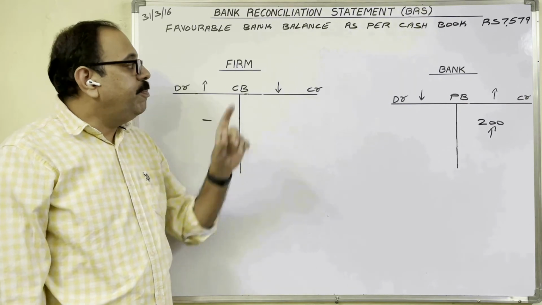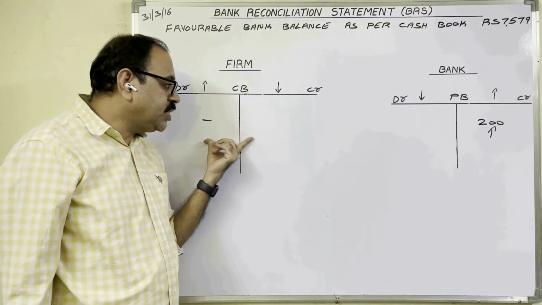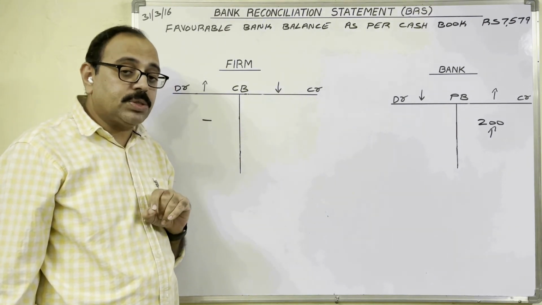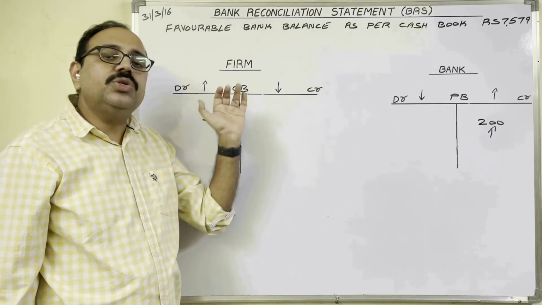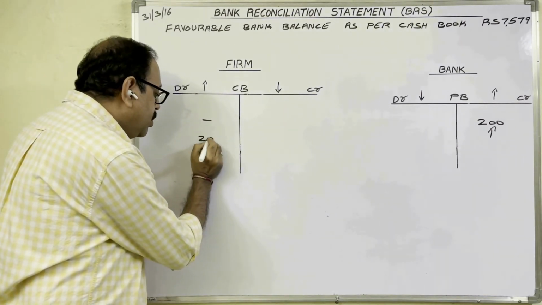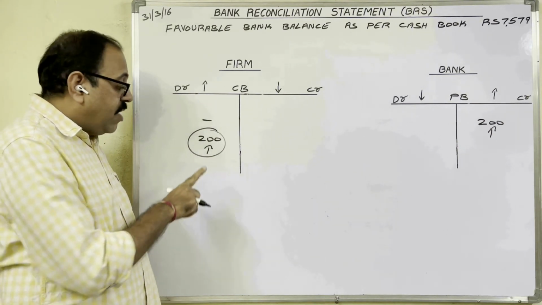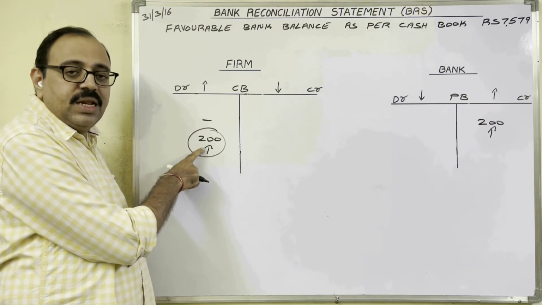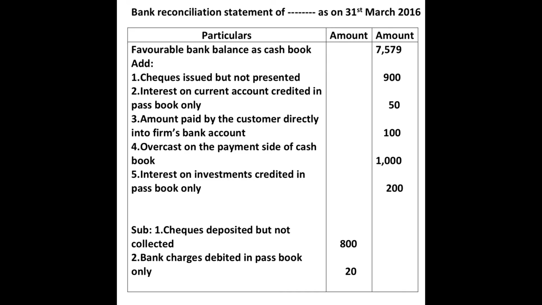Now what to do? Bank balance as per cash book is given in the question. Rule is adjust cash book as per passbook. As per passbook, bank balance is increased by 200. In cash book, we should also increase. In cash book, increase means debit side. Debit side 200 we should increase. This is our answer. Our answer is coming as increase. Increase means add. So this 200 we should add to that balance. Under additions, fifth point, interest on investments credited in passbook only, 200 rupees.